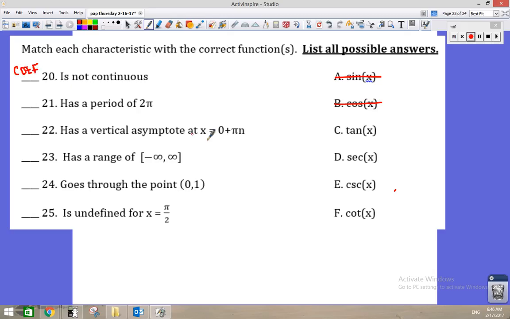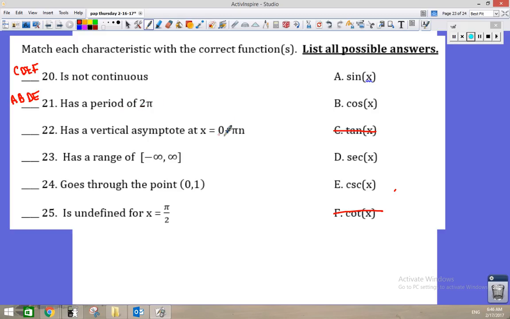They have vertical asymptotes. Which of these have a period of 2 pi? Well, 4 of the 6 of them have a period of 2 pi. The ones that don't are the tangent and the cotangent. They have a period of pi. So these other 4, A, B, D, and E, have a period of 2 pi.